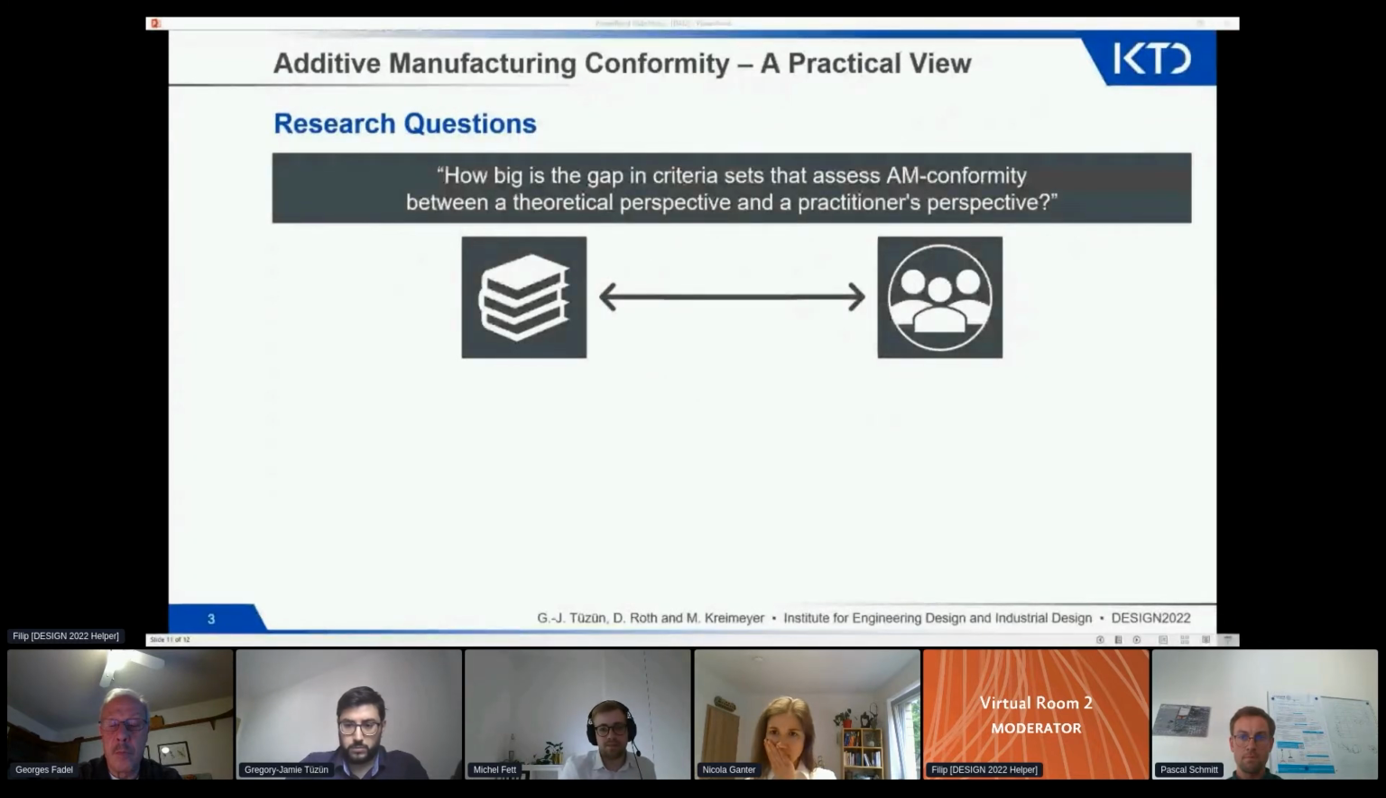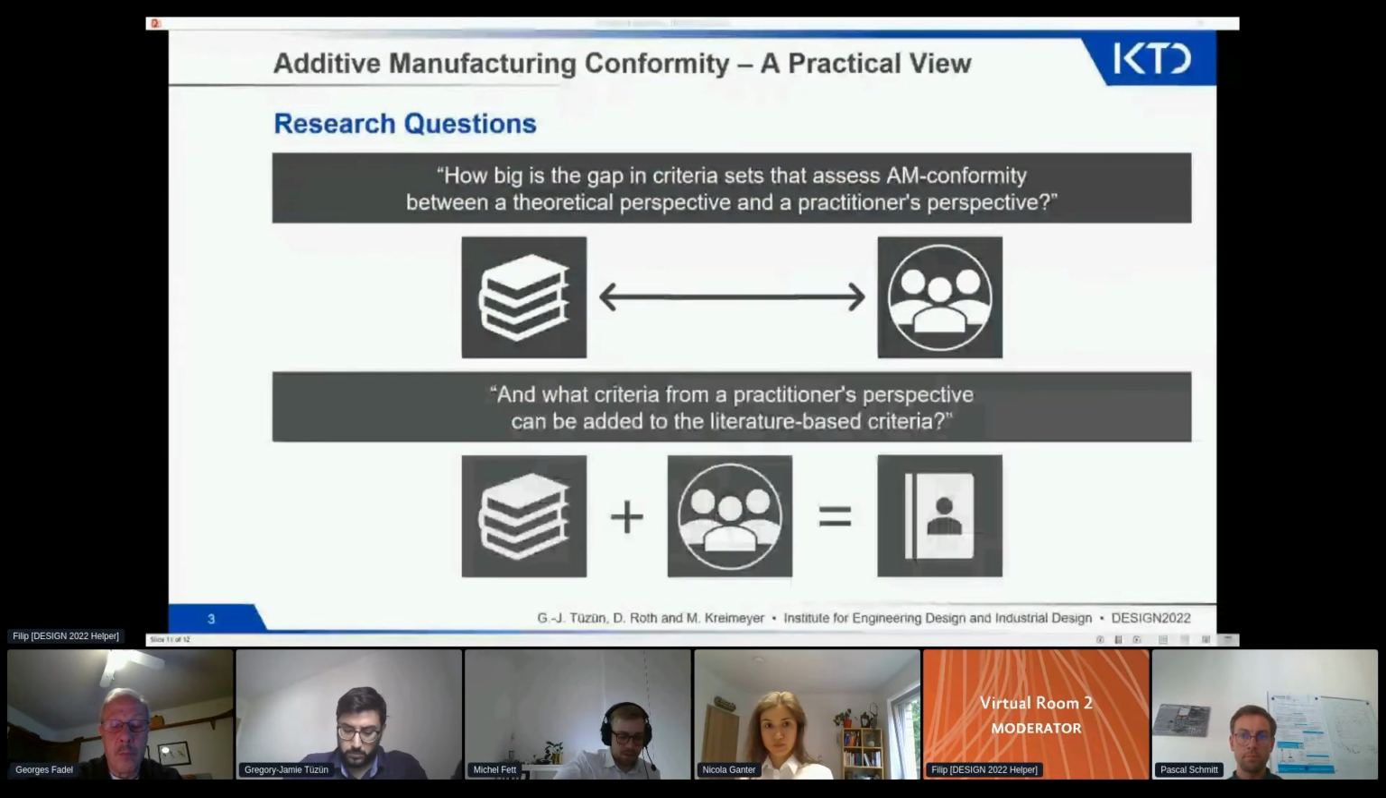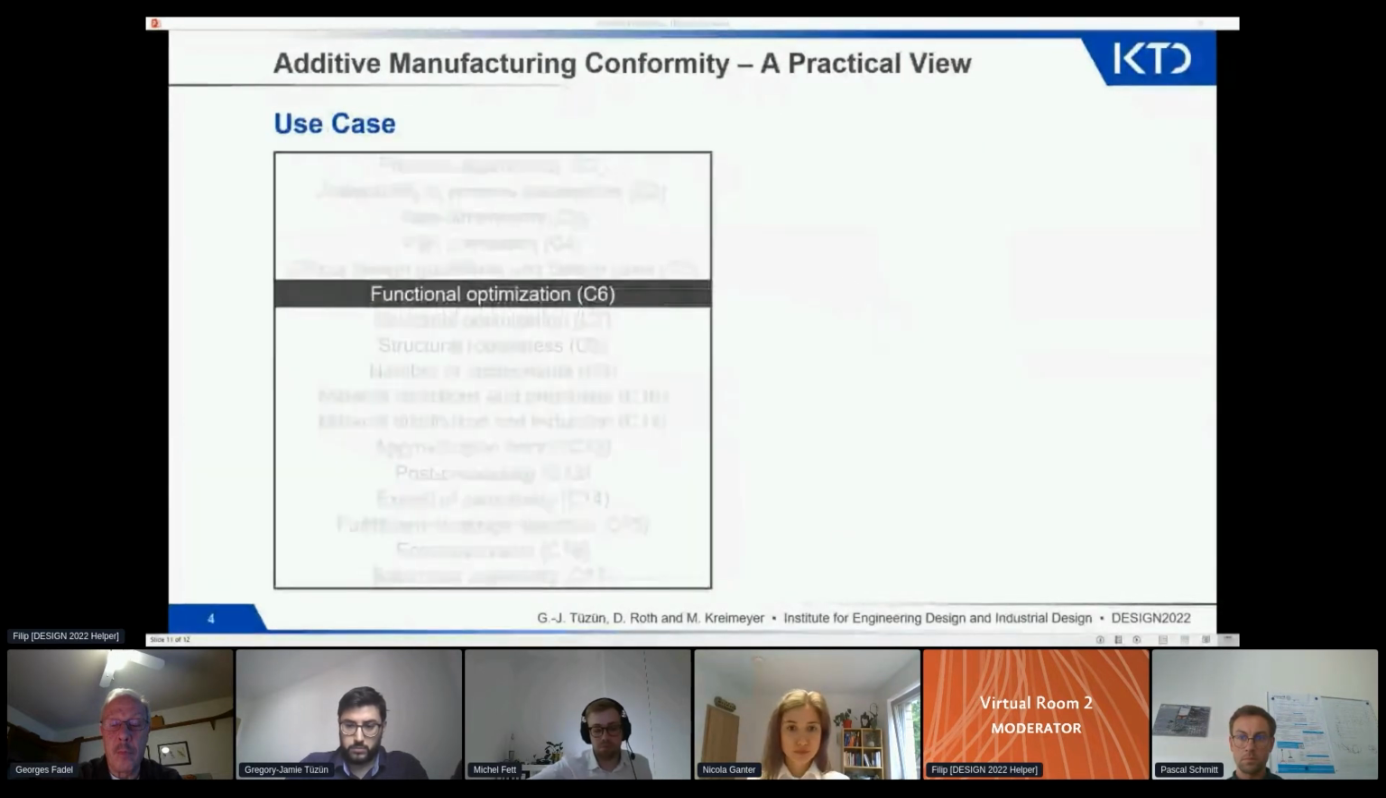And it is this research gap that leads us to the following question. First off, how big is the gap in criteria sets that assess AM conformity between both perspectives? And secondly, what aspects from a practitioner's perspective can be added to our existing criteria? In search for an answer, we consolidated different literature-based criteria, applied them in several use cases, and validated the practicality.